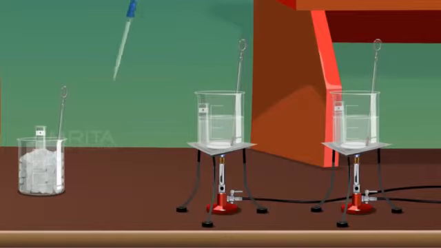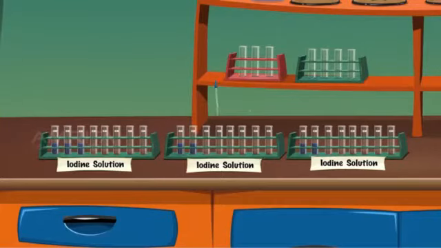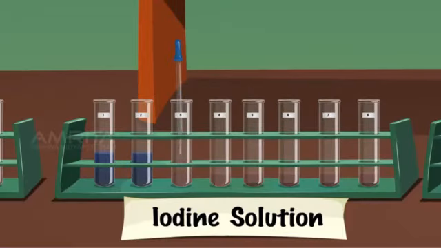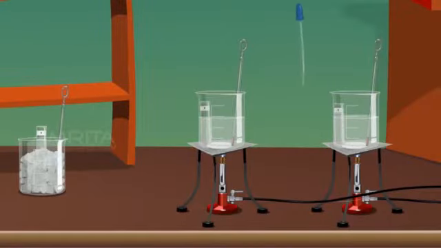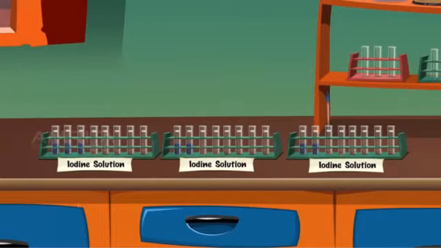After the 4th minute, the color of iodine doesn't change for starch solution at 37 degrees Celsius. Note the time in the table. Keep on repeating the experiment at an interval of every 2 minutes till the color of iodine does not change at temperatures 5 degrees Celsius and 50 degrees Celsius.